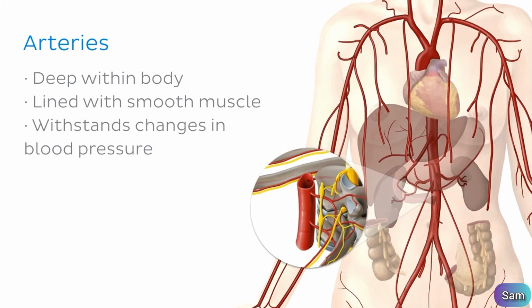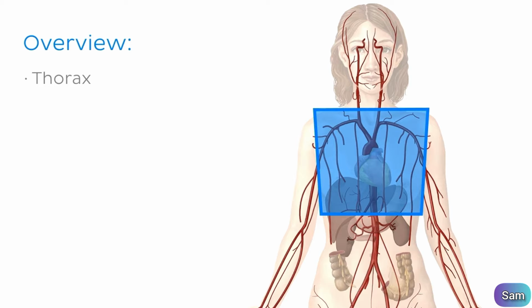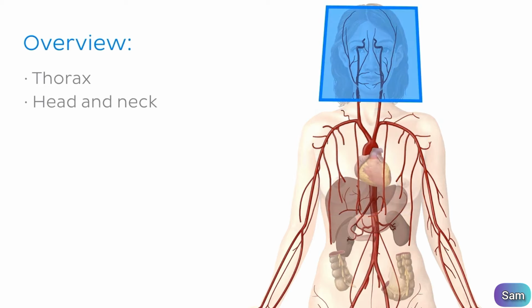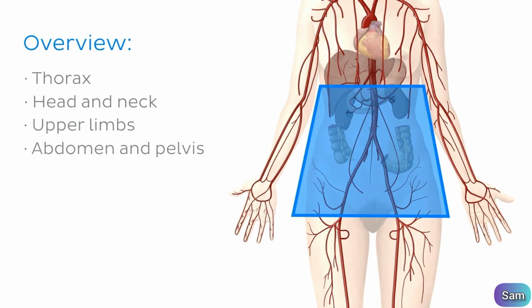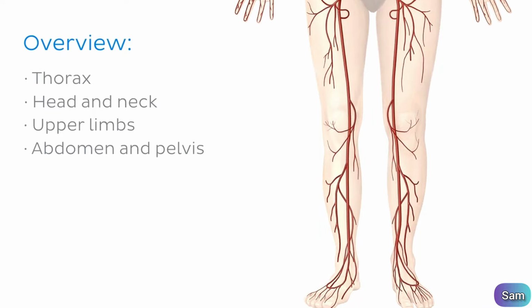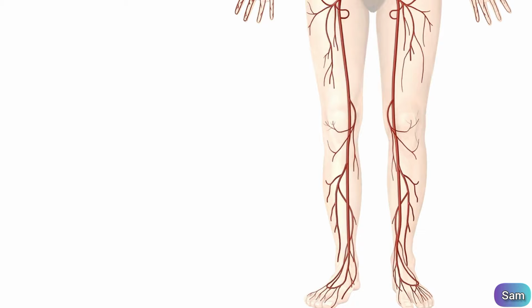Now that we've finished talking about the location of the arteries, I want to give you a brief overview of what we're going to be talking about today. In this tutorial, we're going to be talking through the major arteries of the thorax, followed by the arteries located in the head and neck, followed by the arteries of the upper limbs, and then we're going to follow that by talking about the arteries of the abdomen and the pelvis, and then finally we're going to talk about the arteries of the lower limbs. So without further ado, let's jump right in, as promised, to introduce some of the major arteries of the thorax.